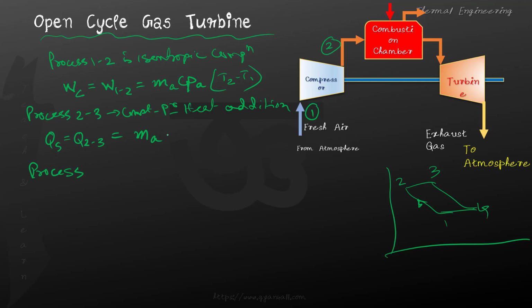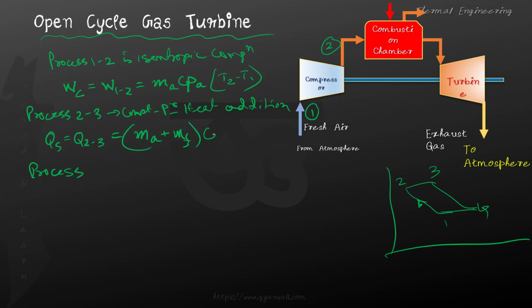Good. Because now something entered into the system, although it is a very little amount of fuel, but fuel enters into the system. So you have to add the mass of the fuel also, that we call MF. That means mass is changed slightly. So MA plus MF, we should write.